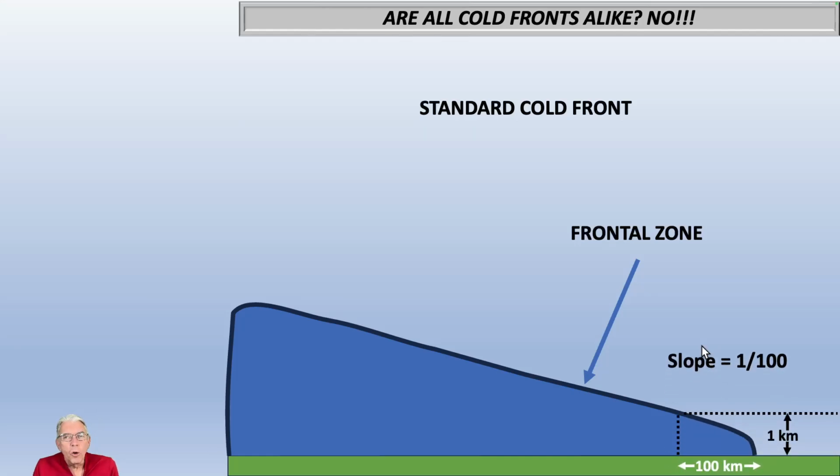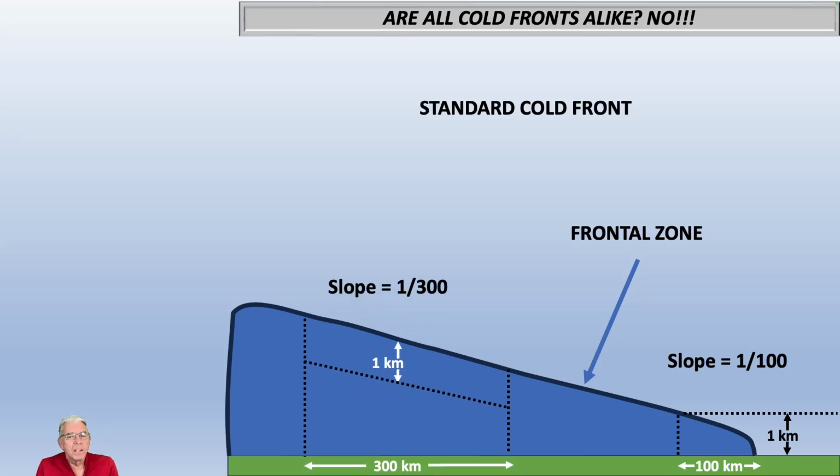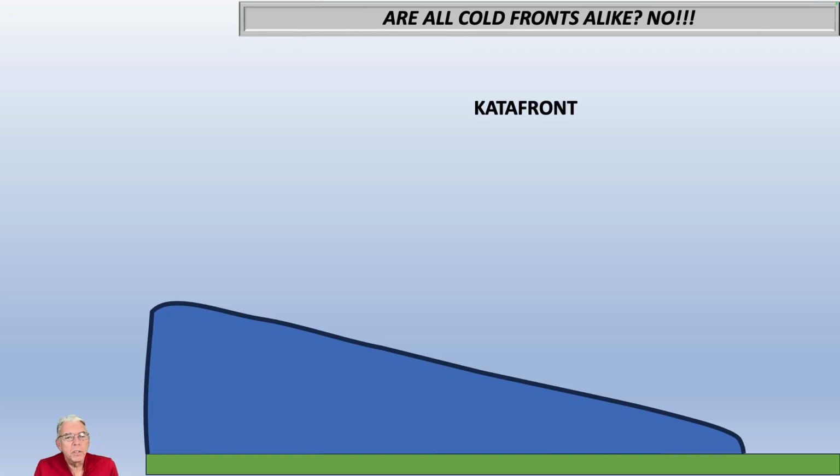Now, the slope is much steeper at the leading edge of the front than it is back in the central and back part of the front, if you will. For instance, here, for every kilometer that you go up, you go back about 100 kilometers. And obviously, this is not drawn to scale, but the basic idea here is that the slope is pretty steep at the leading edge of the front. And then as you go farther and farther back, for every 1 kilometer that you go up, you go back 300 kilometers. So the slope is much, much less steep as you get deeper and deeper back into the cold air.